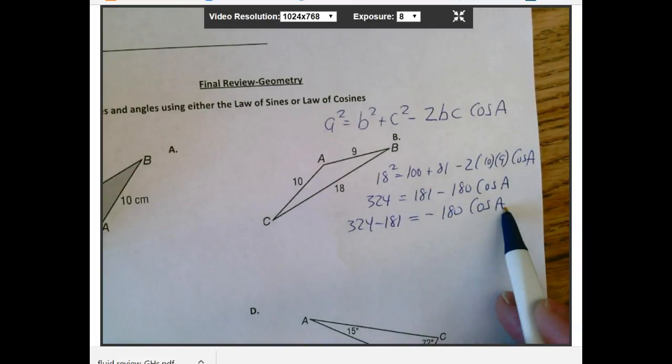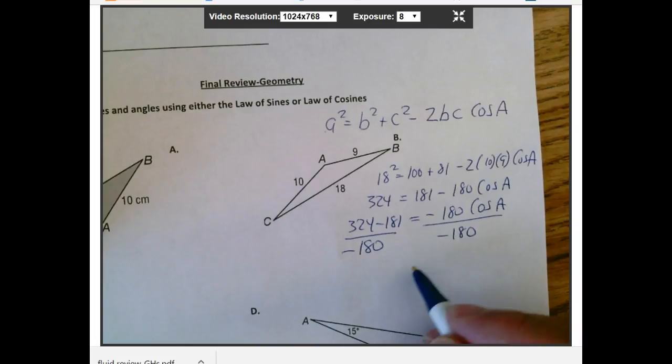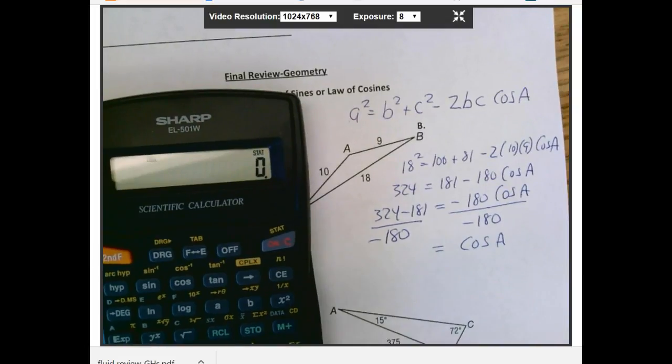So let's just do that really quick. So negative 180, and then that will give us the cosine of A. So let's see what we get for that. A little bit of lag there. Let's get a catch up here. I'll put my calculator underneath and get ready. Hopefully it's going to catch up. Okay, there we go.